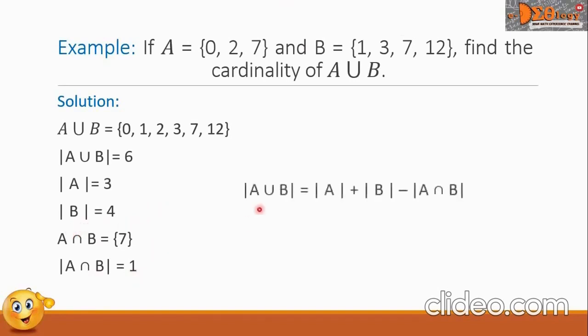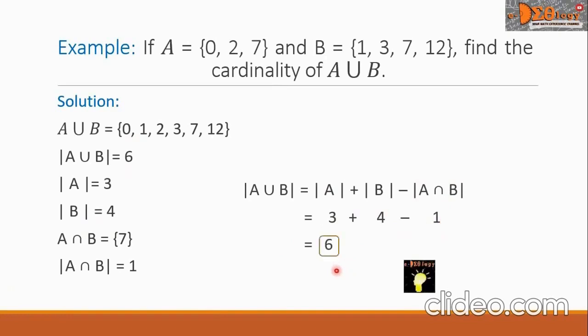Now for the formula of cardinality of A union B, this is the formula. We're going to substitute the values from this column. So the cardinality of A is 3 plus cardinality of B is 4 minus cardinality of A intersect B, which is 1. So we have 3 plus 4 minus 1, total is 6. This is the final answer.